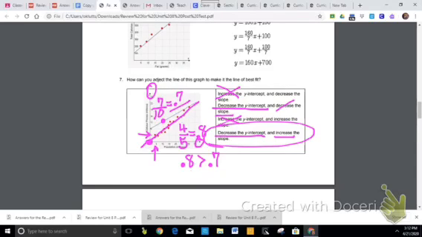Or maybe you're one of those people, you can look at the line and see that this line, our line, is more steep than their line. And the higher the steepness, the higher the slope. So we'd have to increase the slope.